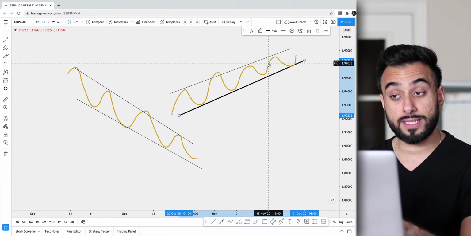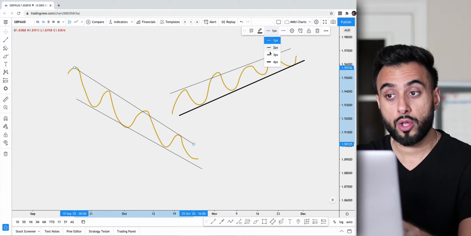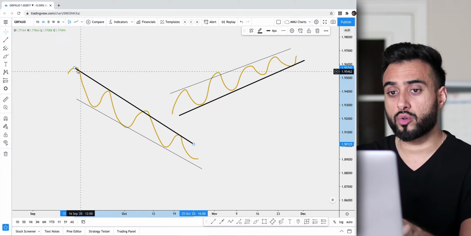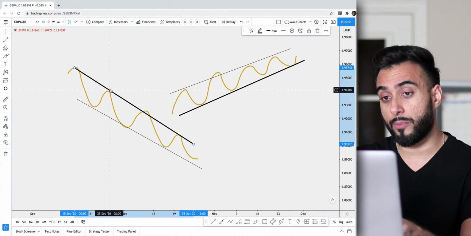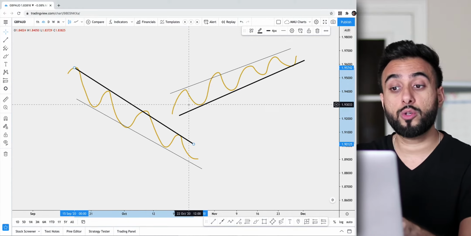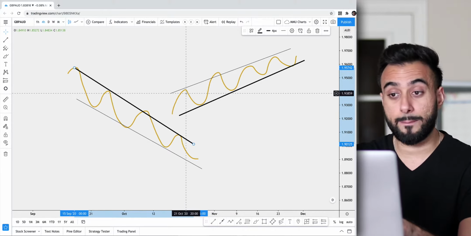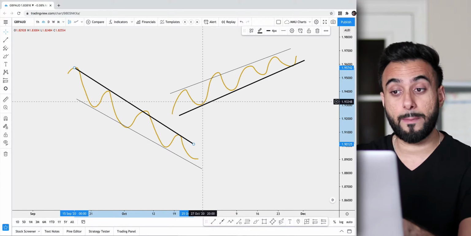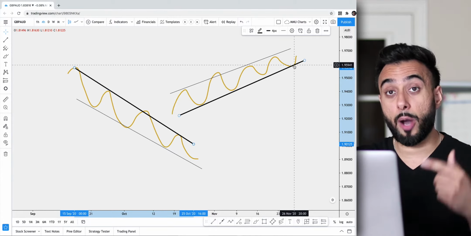So just understand that if the market is moving in a downtrend, you want to essentially draw the ceiling. You want to draw the ceiling of the price movement. If the price is moving in an uptrend, you want to draw the floor, because you're anticipating, just like a bouncy ball, that the market is going to bounce off the bottom line and continue to go in the uptrend.